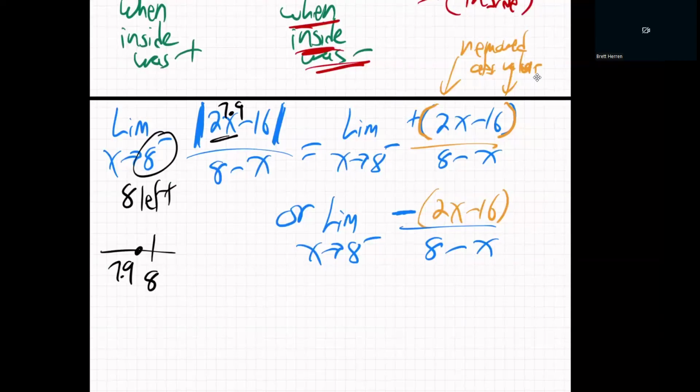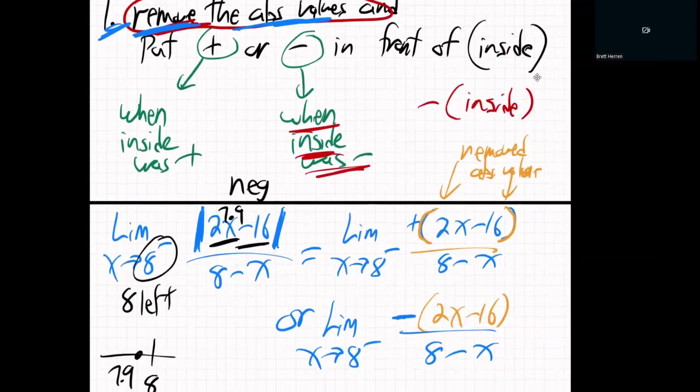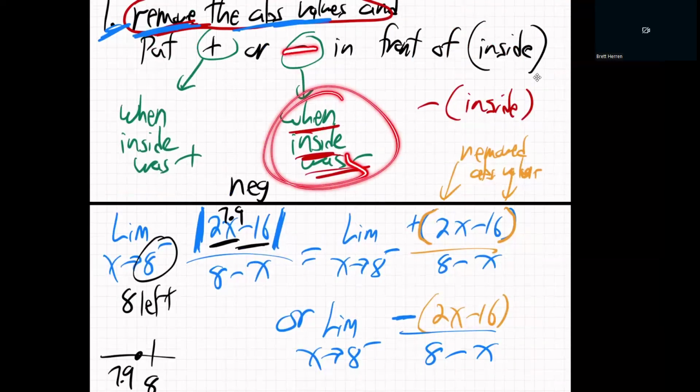And if you hit the buttons on your calculator, 2 times 7.9 minus 16 will be negative, right? Because 2 times 8 is 16, and 16 minus 16 will be 0. Put in something less than 8, like 7.9, and you can hit the buttons on the calculator if you're not sure. This will come out negative. So when the inside is negative, what are you supposed to do? You're supposed to put a minus in the front.